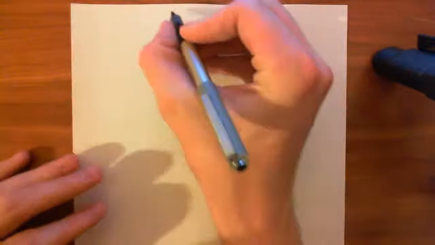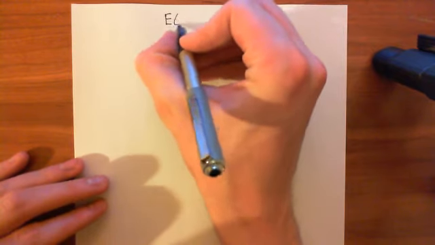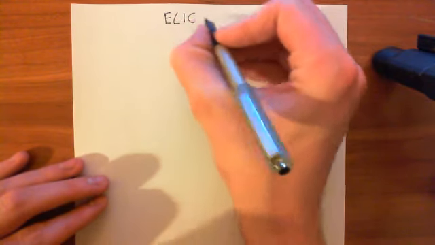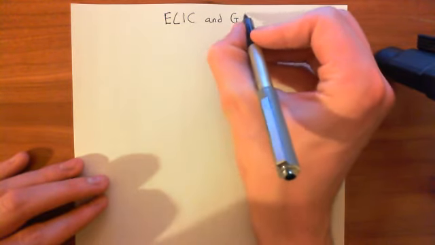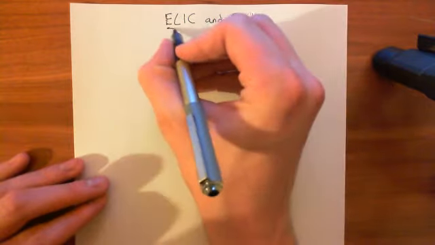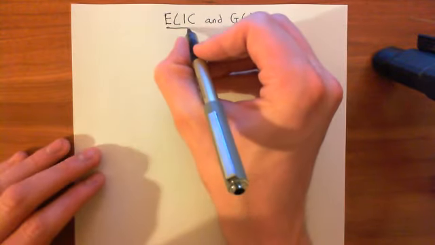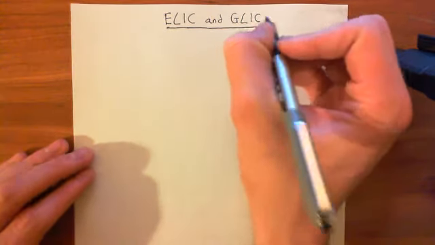Okay, so in this video what we're going to talk about is two very recently discovered channels known as ELIC and GLIC. And basically, ELIC and GLIC are ligand-gated ion channels. Well, actually, ELIC is a ligand-gated ion channel. GLIC is actually pH-gated, so it's controlled by proton concentration.